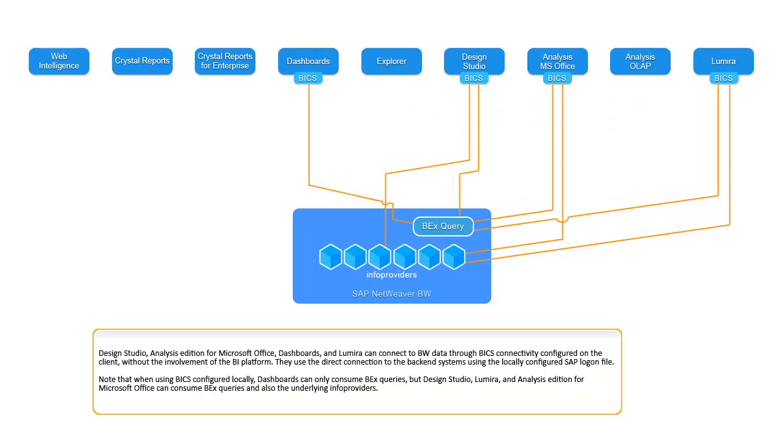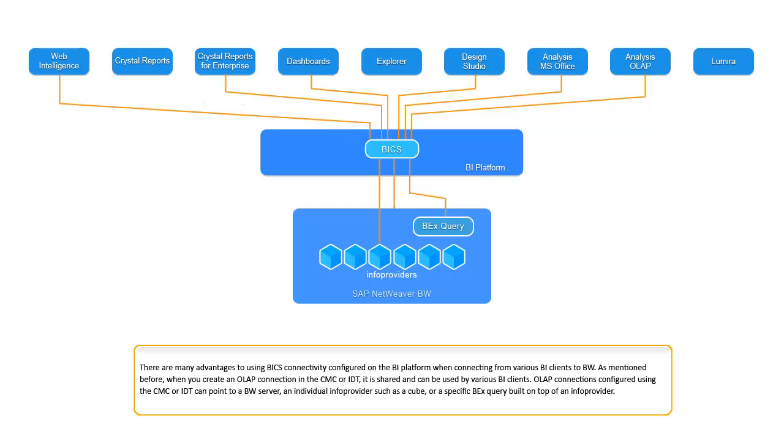Design Studio, Analysis Edition for Microsoft Office, Dashboards, and Lumira can connect to BW data through BICS connectivity configured on the client without the involvement of the BI platform. They use the direct connection to the backend system using the locally configured SAP logon file. Note that when using BICS configured locally, Dashboards can only consume BEX queries, but Design Studio, Lumira, and Analysis Edition for Microsoft Office can consume BEX queries and also the underlying info providers.